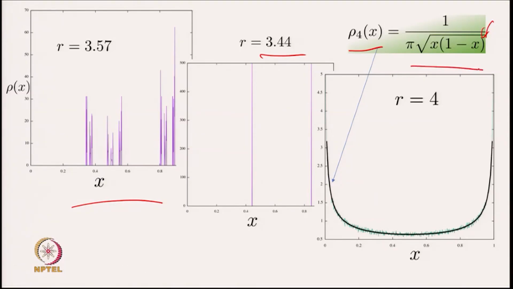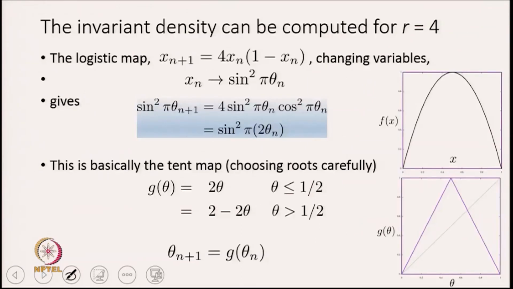Given the fact that you have a nice formula describing it, it is worthwhile trying to see how you can derive it. And this invariant density can actually be computed for the value of r equals 4. To do that, it's useful to change variables. From the logistic map, you note that x is a positive number that lies between 0 and 1. So the transformation over here is to a variable theta. X goes to sine squared of pi times theta, and you can see that theta now lies between 0 and 1, and that will give you a very nice mapping between x and theta.